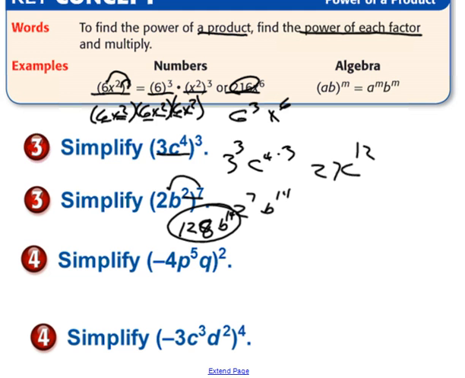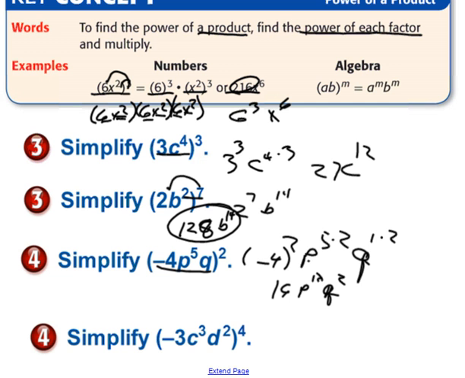Negative 4p to the 5th q, squared. So it'd be negative 4 squared, p to the 5 times 2, and q is to the 1, so it'd be 1 times 2. Negative 4 squared is 4 times negative 4, which is 16, it's positive. P to the 5 times 2 would be 10, and q to the 1 times 2 would be 2. 16p to the 10th, q squared.